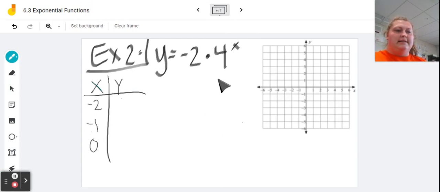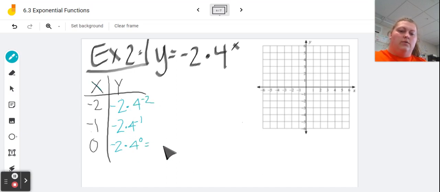So I'm going to show you guys this. I have -2, -1, and 0. I'm going to do 0 first. So -2 times 4 to the 0 power, then -2 times 4 to the -1, then -2 times 4 to the -2. So 4 to the 0 power equals 1, so I have -2 times 1, which gives me -2.